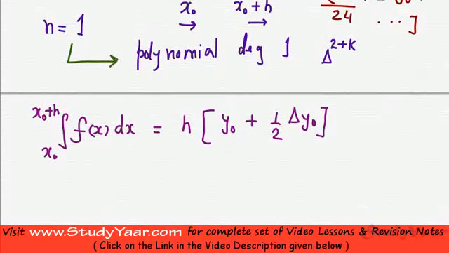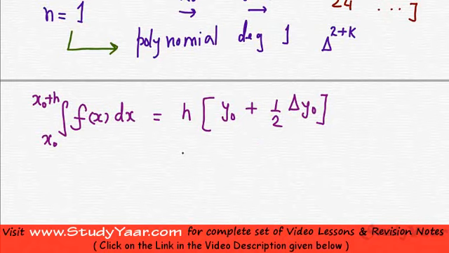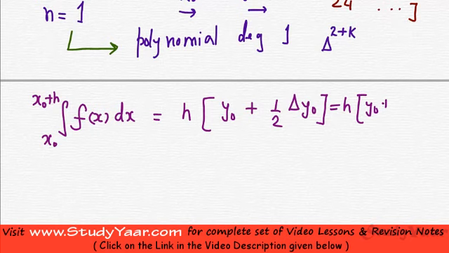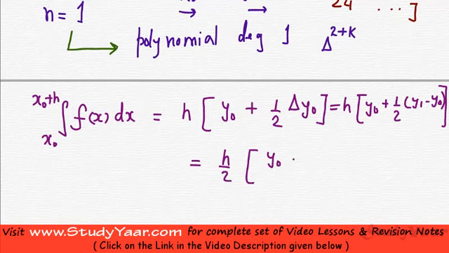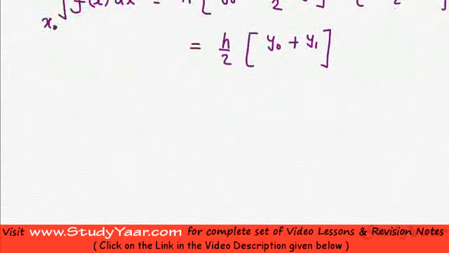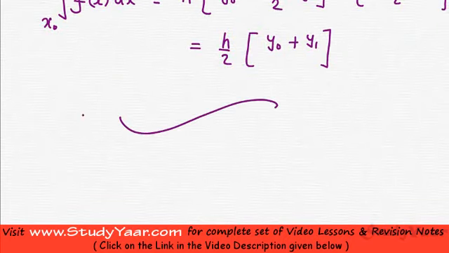Now you know what delta y0 is, it is y1 minus y0. So you have h into y0 plus half (y1 minus y0). So over here you have a y0 present and over here you have a minus half y0. So this is equal to h by 2 (y0 plus y1). Now if you look at the original problem, it is something like this.